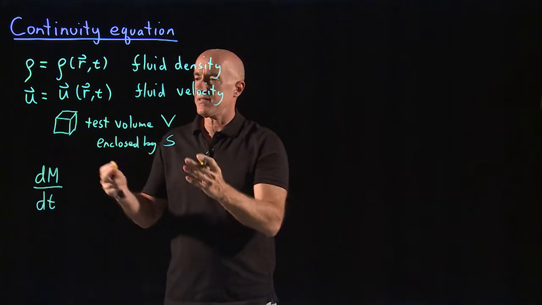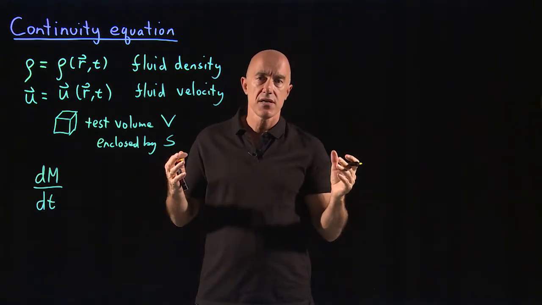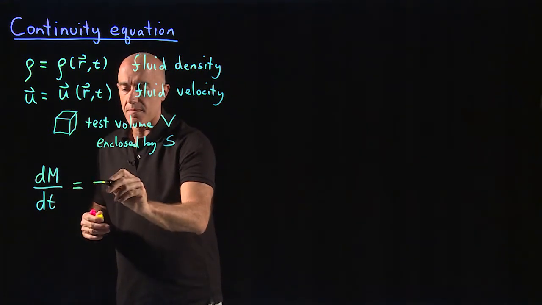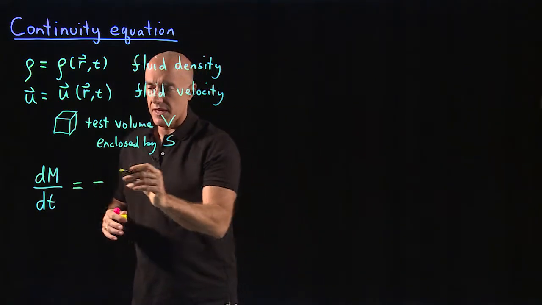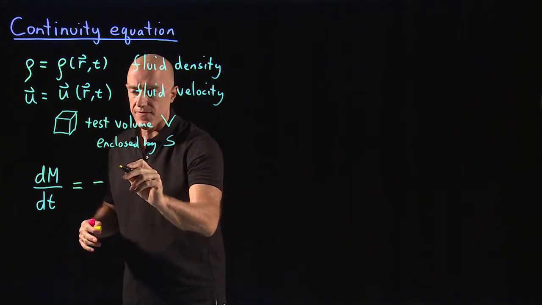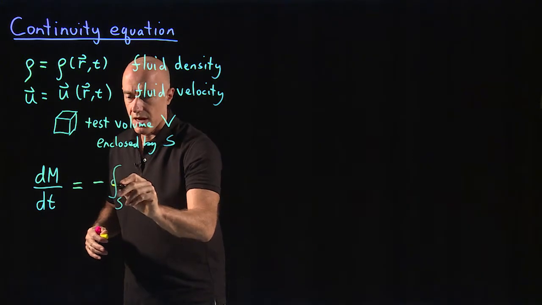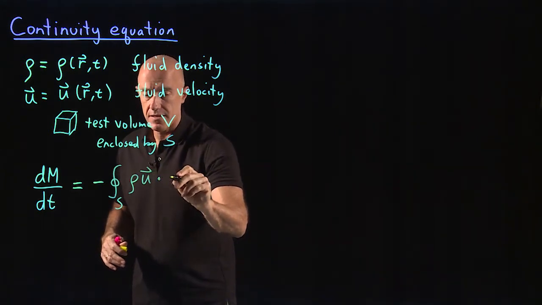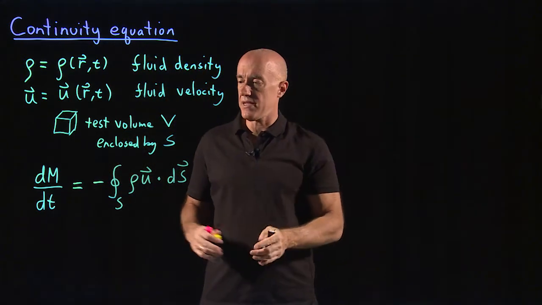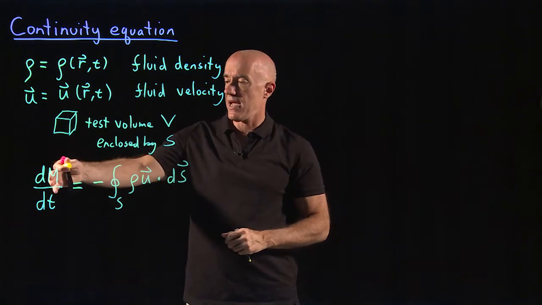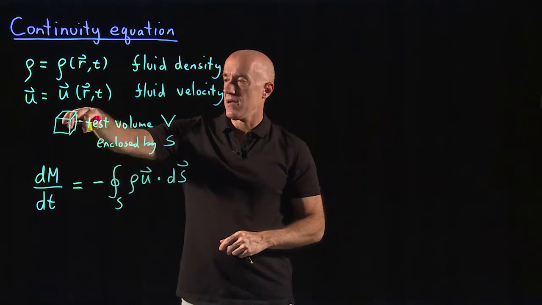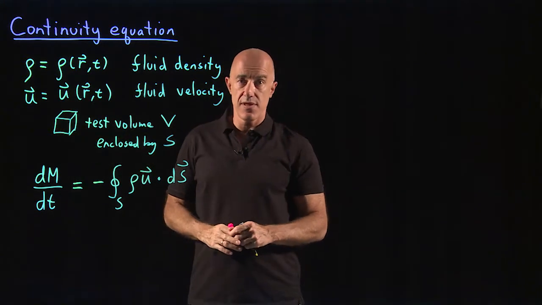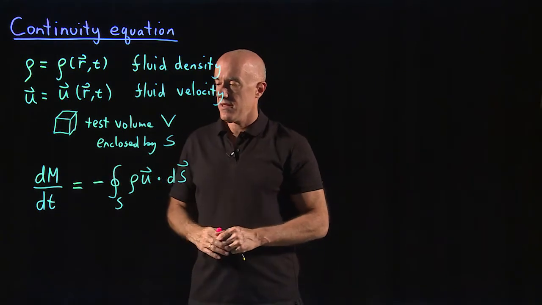The mass of fluid in this test volume changes because of the mass flux through the surface. I introduced the mass flux before. It will decrease when the mass moves through the surface. The flux of the fluid mass through the surface is given by a surface integral through the surface, and then we have rho u dot dS. So the units of this right-hand side are mass per unit time. The left-hand side is mass per unit time. And the time derivative of the mass in this test volume is equal to negative of the mass flux through the surface. Okay? So this is essentially the continuity equation.